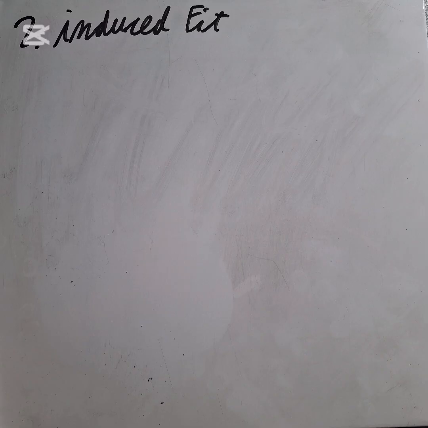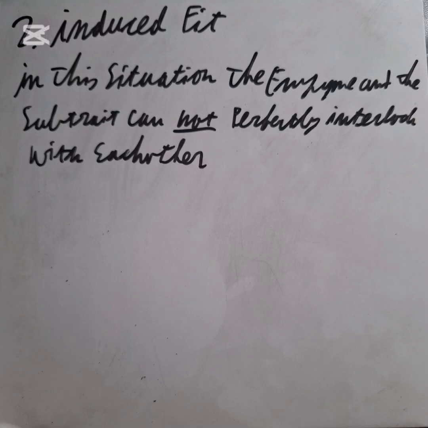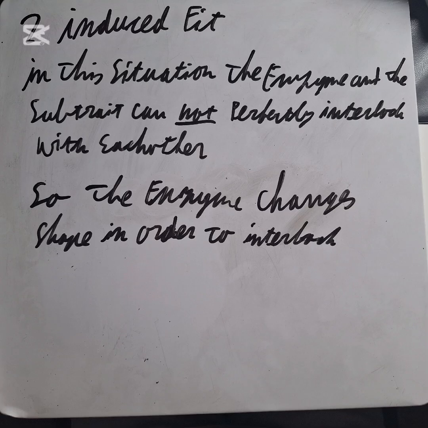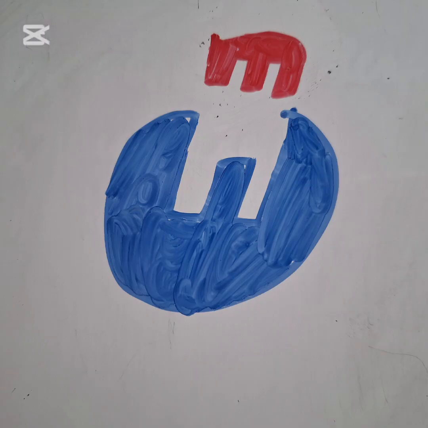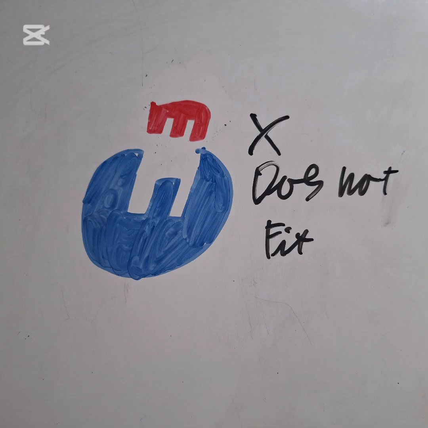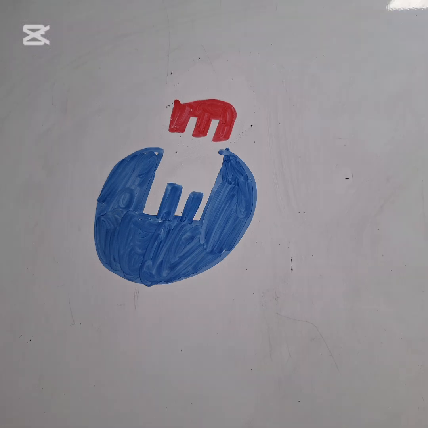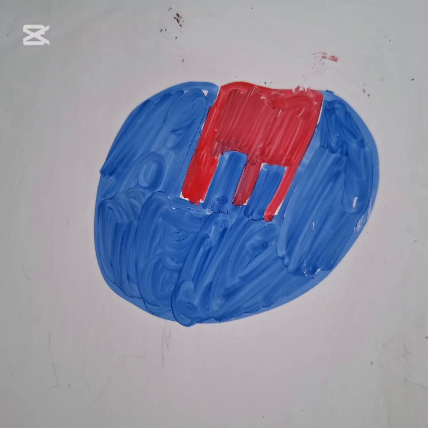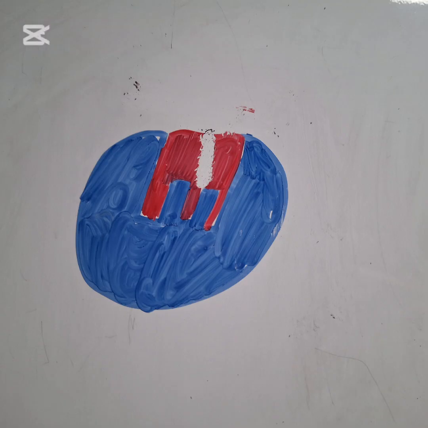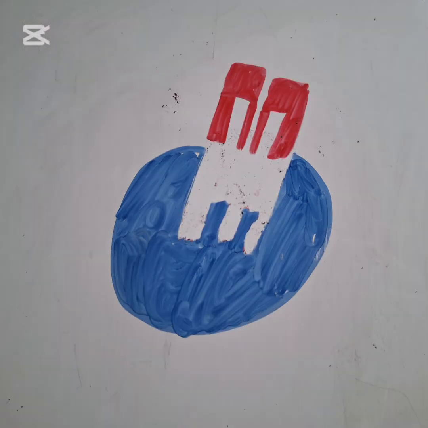The second way in which enzymes and substrate can interlock with each other is induced fit. In this situation, the enzymes and the substrate cannot perfectly interlock with each other, so the enzymes change shape in order to interlock with each other. This is the enzyme. Here comes the substrate again, and as you can see, they cannot fit together because the shapes are not correct. In order to still interlock with each other, the enzyme changes shape and they can fit together. As you can see here, they interlock with each other, and the substrate is broken down into two parts, and now the chemical reaction can be done way quicker.